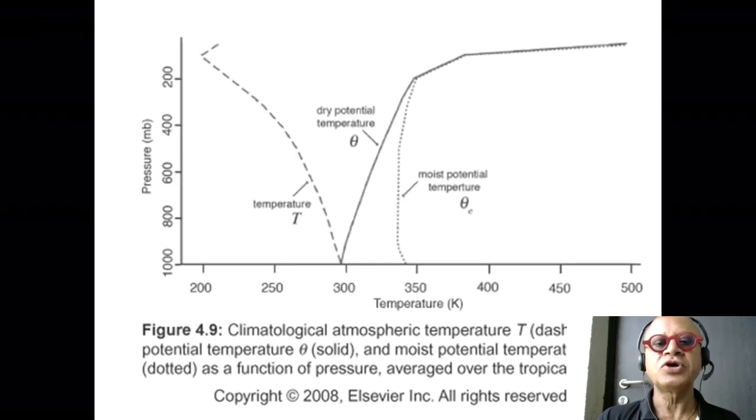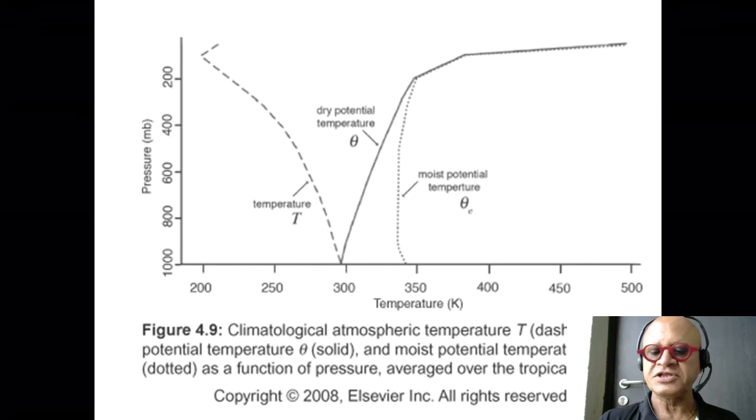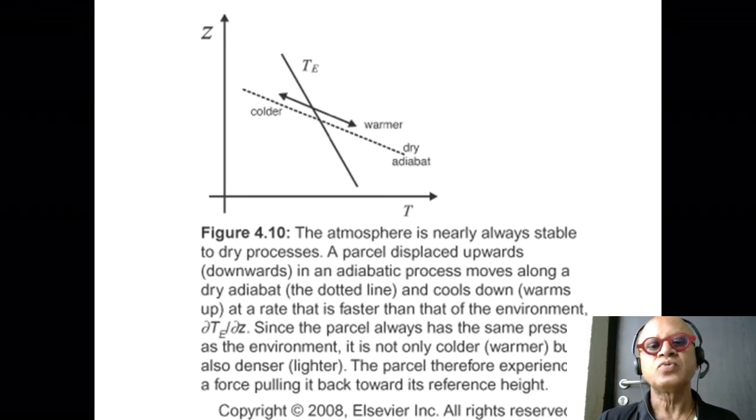So looking at the environmental profile of temperature again, we see that we have shown it as a straight line for simple purpose, for idealized depiction, but nonetheless just think of it as taking the linear part of the lower atmosphere here. Okay, so what is a dry convection? Basically you have a dry adiabat. We defined that as gamma d.